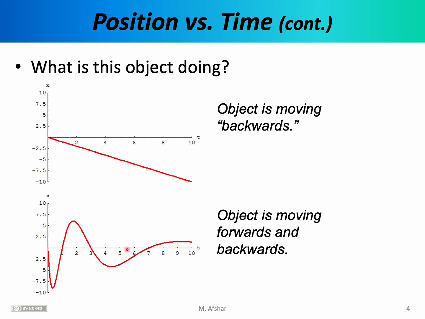If I ask you what is it doing at 5 seconds, you should be able to look at the graph and notice that at 5 seconds, the x coordinate is increasing, so the object is moving in the positive x direction, and therefore you can say the object is moving forward. A little bit later, we'll see that we can also look at the slope of a graph like this and figure out precisely how fast it is moving forward or backward.